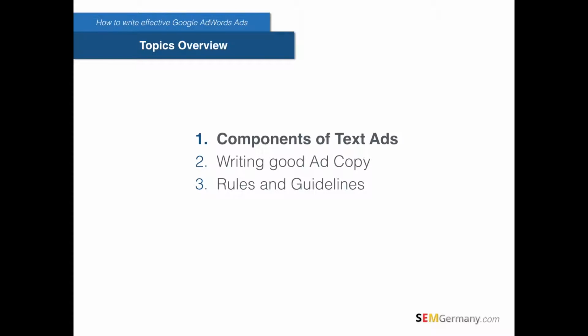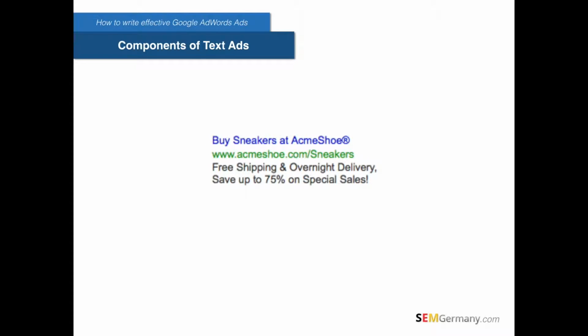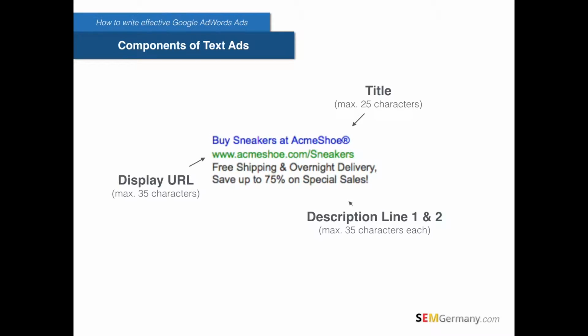So let's have a look at the components of a text ad. Here is an example ad as it may appear on a search results page. It consists of the title, "Buy sneakers at Acme Shoe", which is at the same time also the link a user can click on, the display URL www.acmeshoe.com/sneakers, and two description lines, description line number 1 and description line number 2: free shipping and overnight delivery, save up to 75% on special sales. This is what a typical text ad looks like.